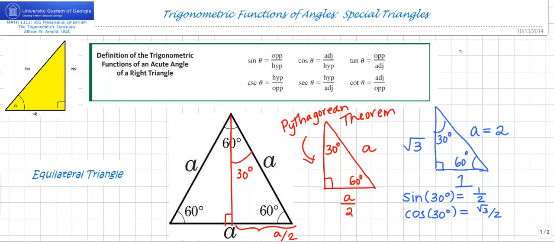Likewise, I'll put this up here, the sine of 60 degrees would be the side opposite 60 divided by the hypotenuse, and the cosine of 60 degrees would be the side adjacent 60 divided by the hypotenuse.